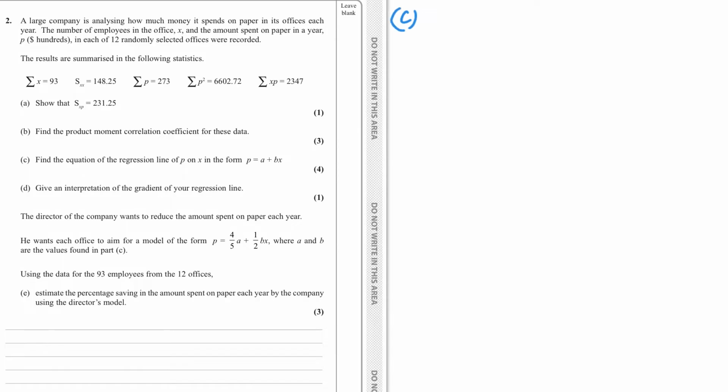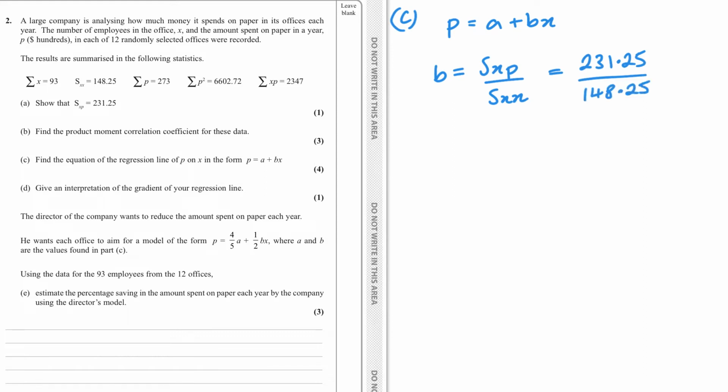Now, part C, we want to find the regression line. So we're looking at P equals A plus BX. Now, B is normally SXY over SXX. So we're looking at SXP over SXX. So both of these values were given to you in the question. So even if you made any mistakes earlier, you still will be able to get some marks in this part. And that gives me 1.56 to 3 significant figures.